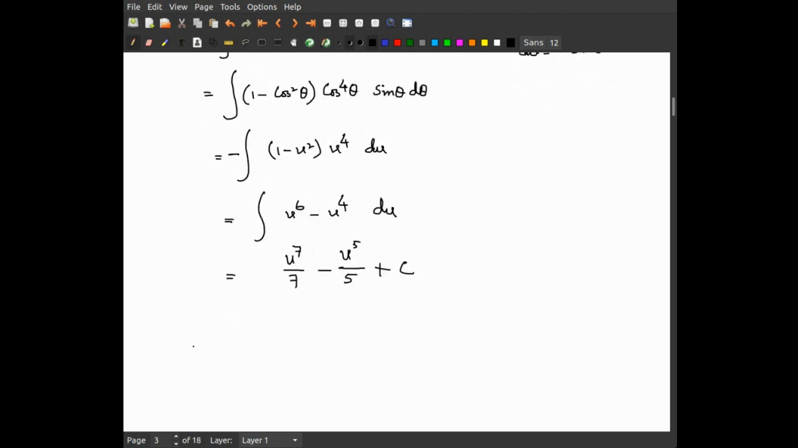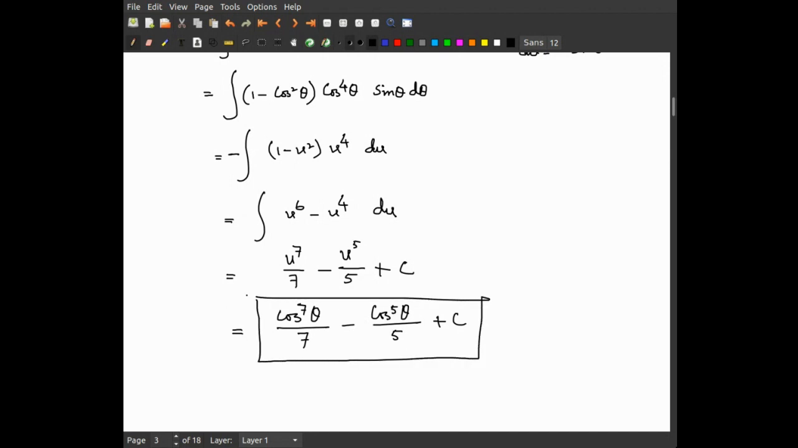Now again, we cannot leave it as it is. We have to plug the value. So u equal to cos theta, so that would be cos to the power 7 theta divided by 7, minus cos to the power 5 theta divided by 5 plus c. Any questions?